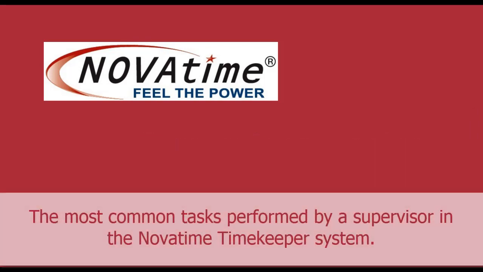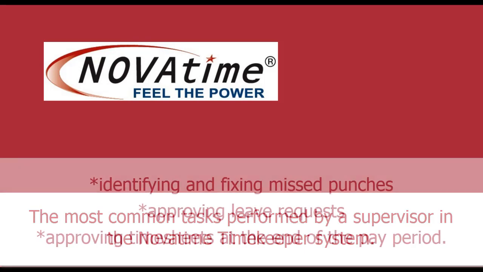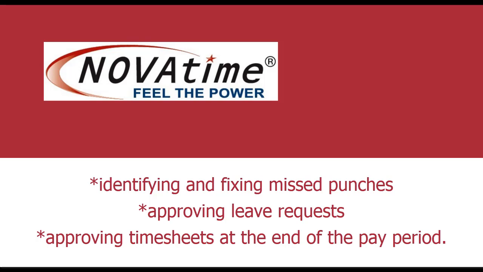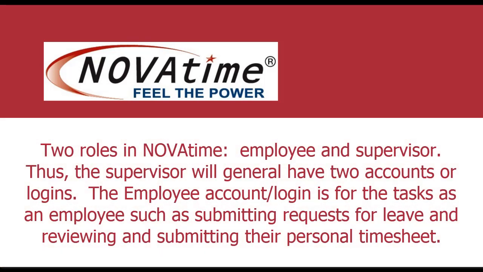In this session, we will be covering the most common tasks performed by a supervisor in the Novatime timekeeping system. This includes tasks such as identifying and fixing missed punches, approving leave requests, and approving timesheets at the end of the pay period. A supervisor generally has two roles in Novatime: employee and supervisor.